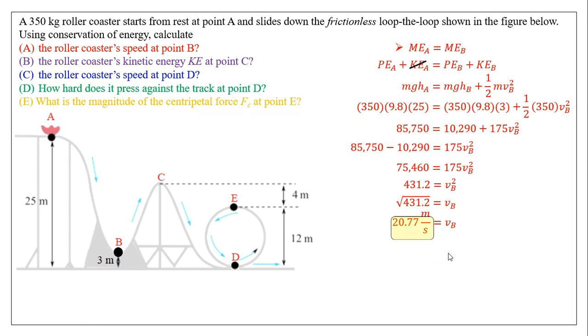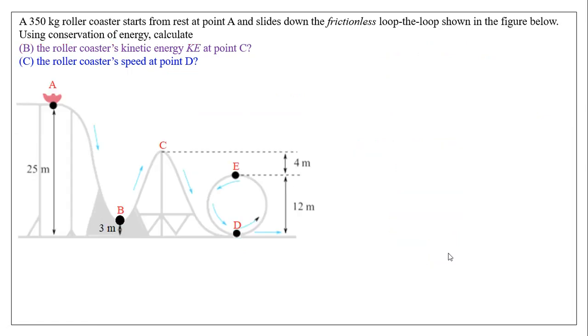Okay. Other than that, let's do part B. Part B wants you to find the roller coaster's kinetic energy at point C. You notice here it says kinetic energy, not speed. So know when to break functions up, know when to leave them alone. And then part C asks us to find the roller coaster's speed at point D. All right, so let's go ahead and do part B.